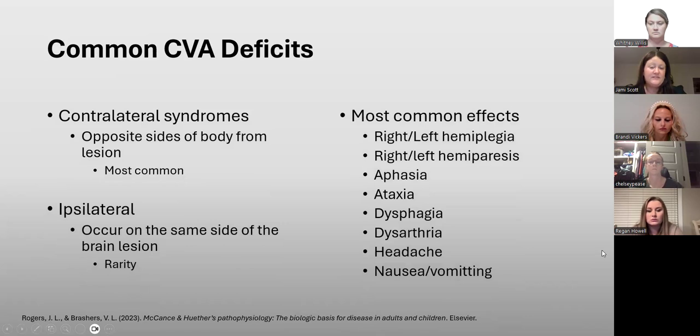So motor tracks start in the brain and cross in the medulla. That causes sensory and motor issues on the opposite side of the brain lesion. A tumor in the right place might cause ipsilateral symptoms, but that is very rare.